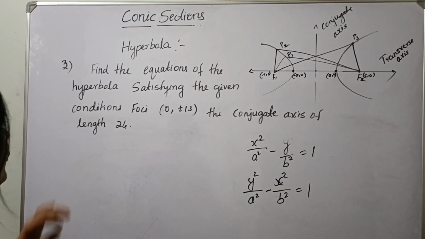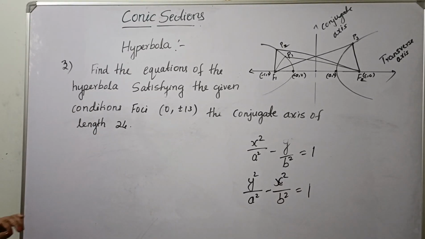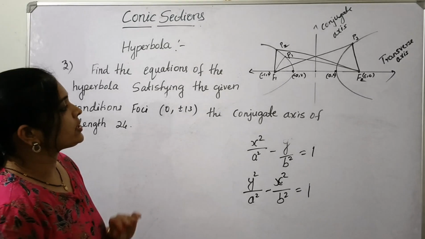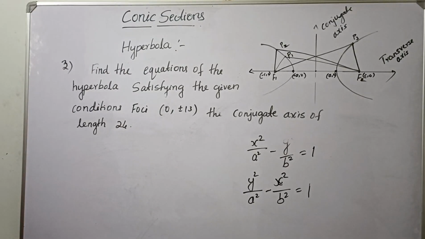Next question. Find the equations of the hyperbola satisfying the given conditions. Foci is given. The conjugate axis is of length 24. So here the foci is 0, plus or minus 13. Since the x coordinate is 0, these foci are lying on the y-axis. So here the hyperbola is along the y-axis.